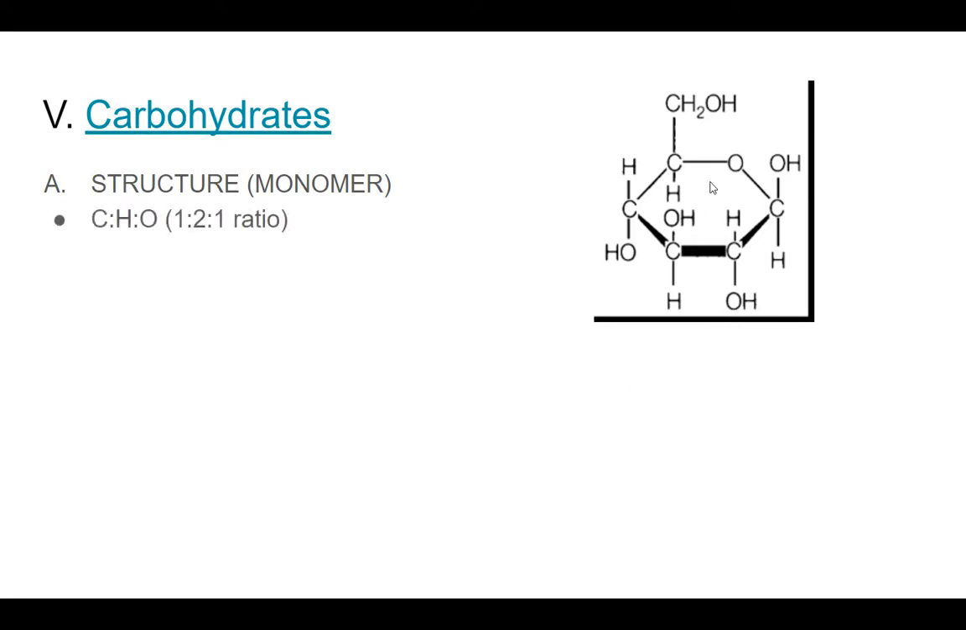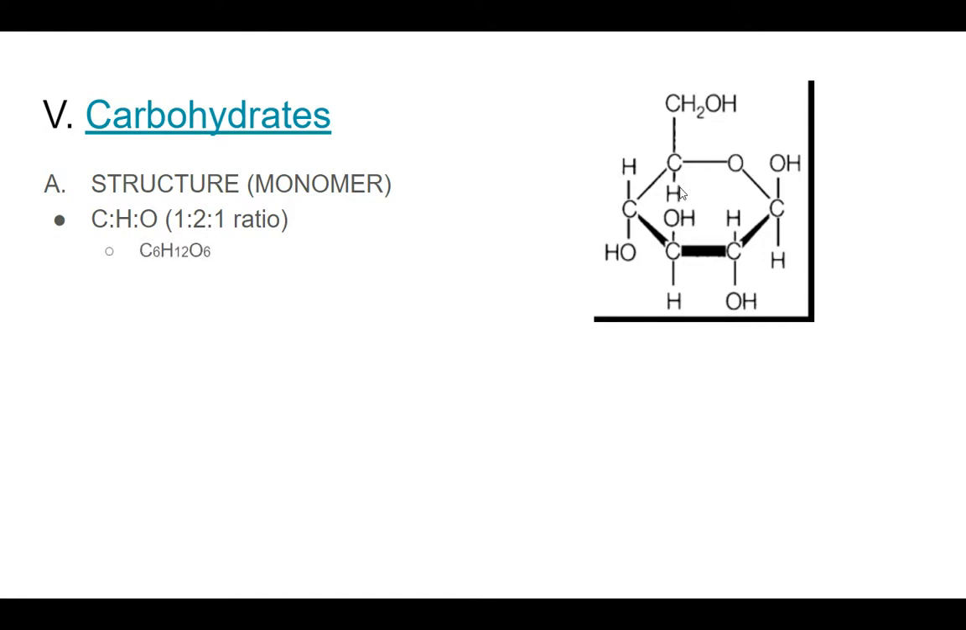We see right here in this diagram a whole lot of carbons, hydrogens, and oxygens. Notice there are no sulfurs, there are no phosphates, there are no nitrogens. It's just carbons, hydrogens, and oxygens. And they are in a particular ratio, a 1 to 2 to 1 ratio.